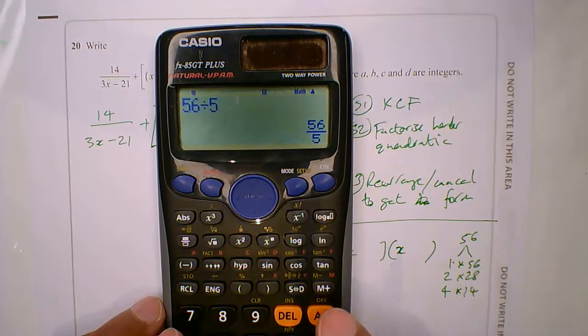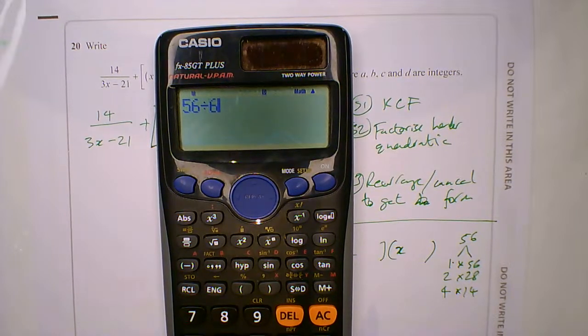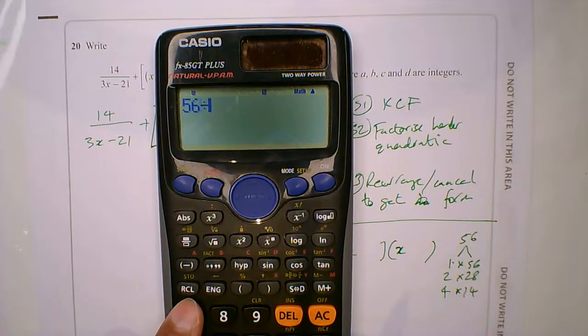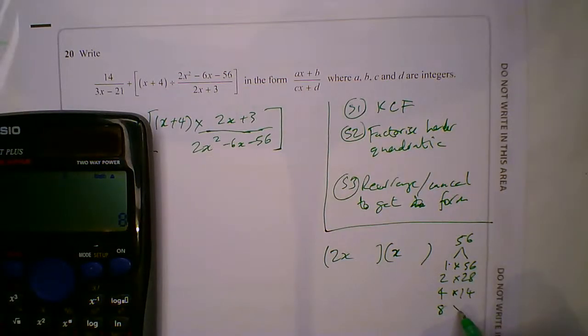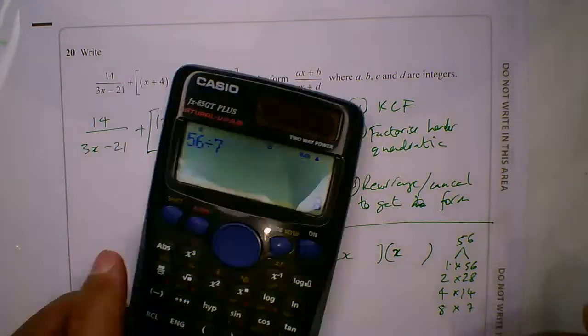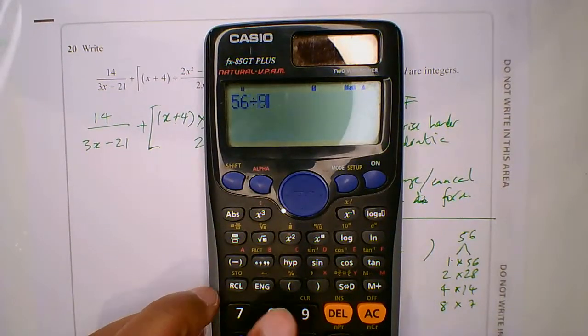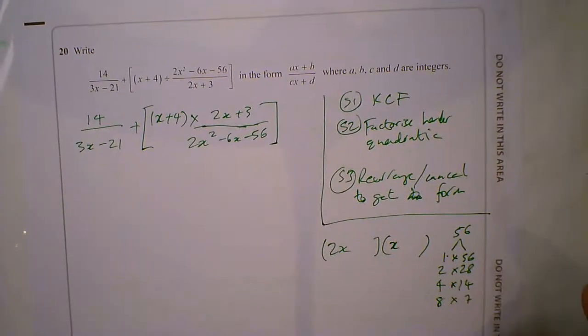56 divided by 5 doesn't work. Not sure why I did that. 56 divided by 6 doesn't give us anything. 56 divided by 7 gives us 8. So you've got 8 times 7. And anything else? 9. 56 divided by 9 doesn't go in. 10 doesn't, and we're practically near the end.